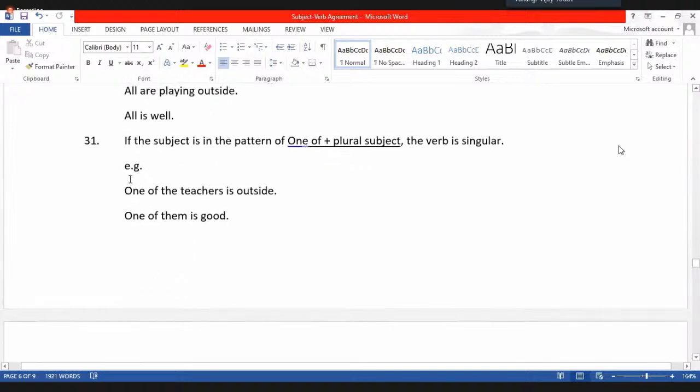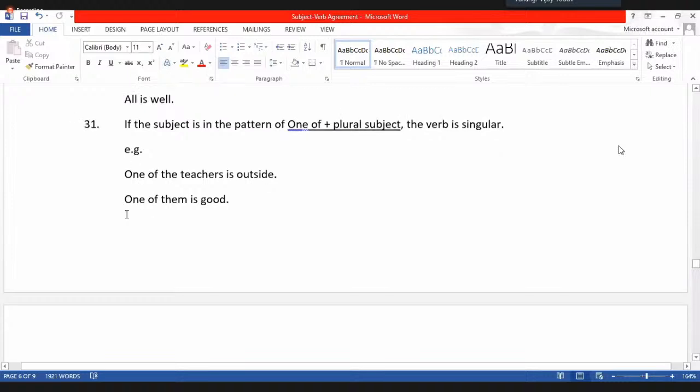Then number 31, if the subject is one of, and then we have plural noun, or plural pronoun, then we use singular verb. So remember, if the subject is one of, we use singular verb. One of the teachers is outside. And here, one of them is good, according to one we use.